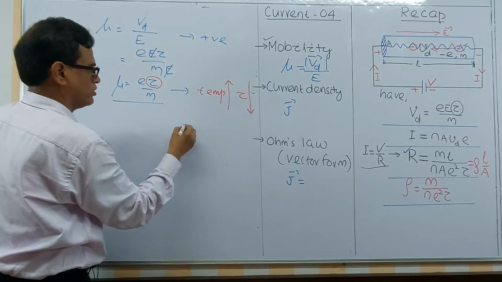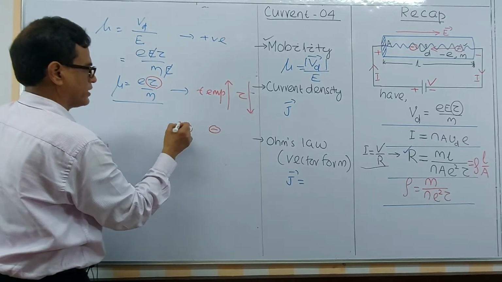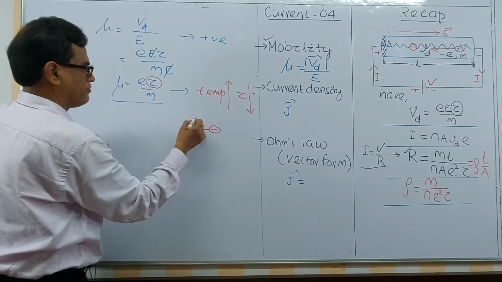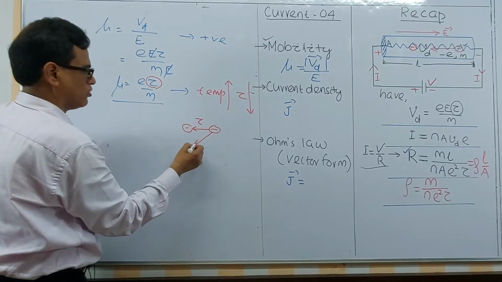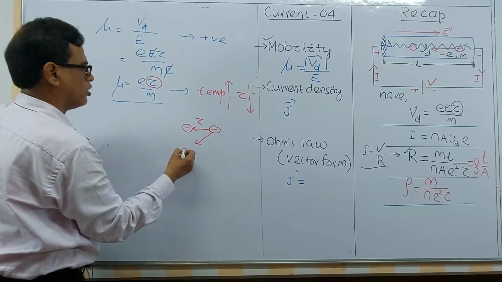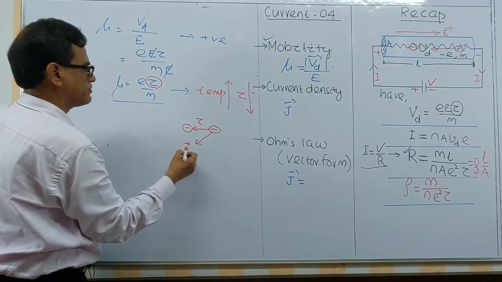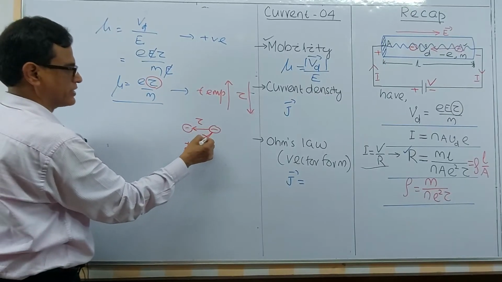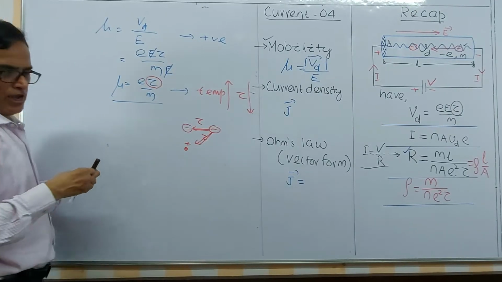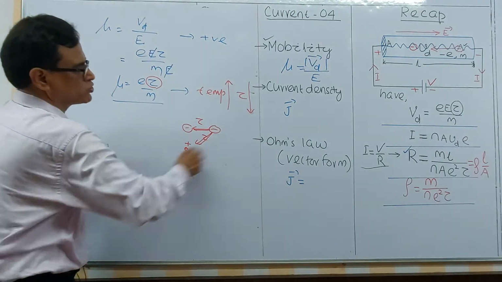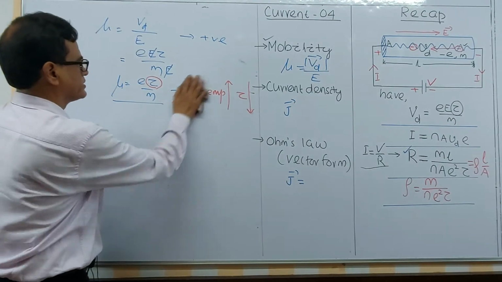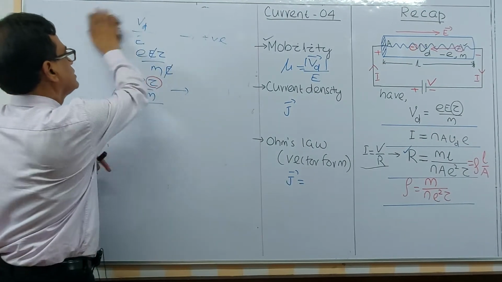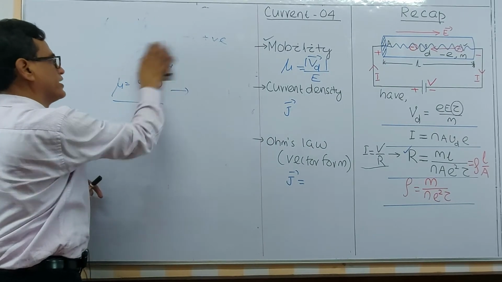Again I am telling you, relaxation time is the time between two collisions of an electron with a positive ion. So this time is the relaxation time, the free time. And when temperature increases, the electron moves faster and relaxation time decreases. That's why mobility only depends on relaxation time, nothing else.